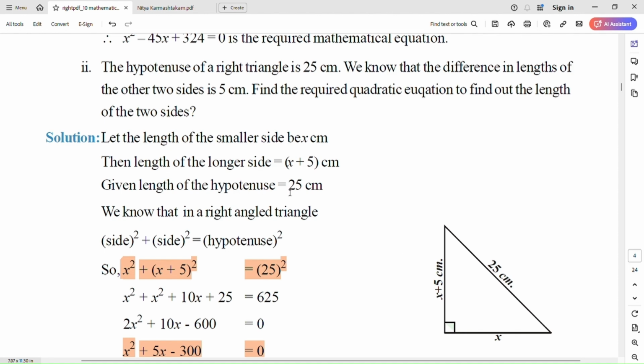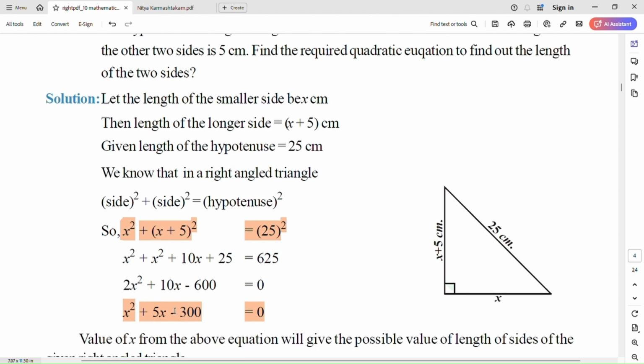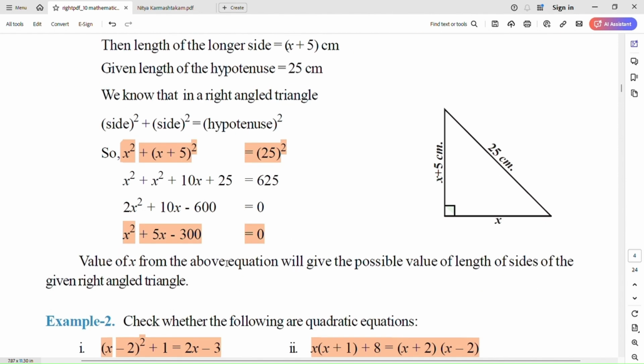Now we know the Pythagoras theorem. As per the Pythagoras theorem, x square plus x plus 5 whole square equals 25 square. Let's simplify it. What you will get is x square plus 5x minus 300 equal to 0. This is the quadratic equation we will form.